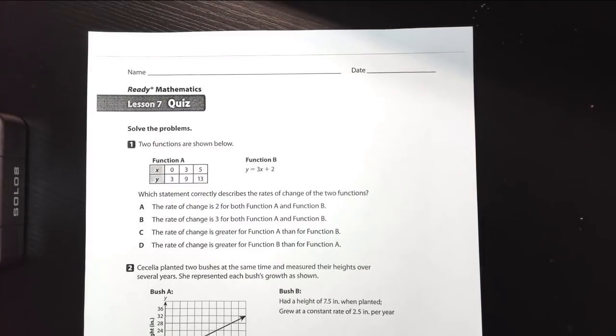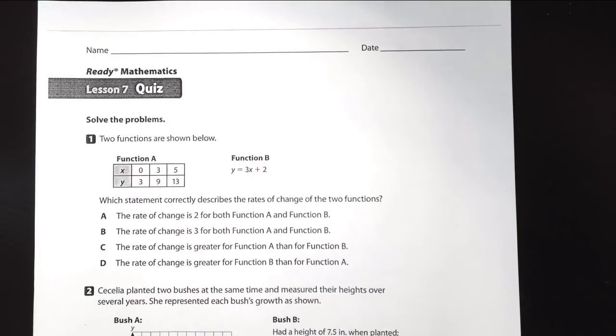Okay guys, I want to talk to you today about the Lesson 7 quiz. We need to work on a few things. I want to go over some problems with you. As I go over the quiz, I want you to correct yours and look at what you missed and why you missed it. This is an important skill that you need to have for the rest of the year.